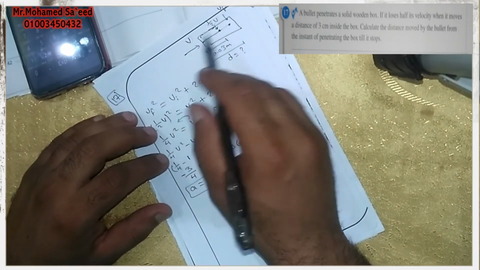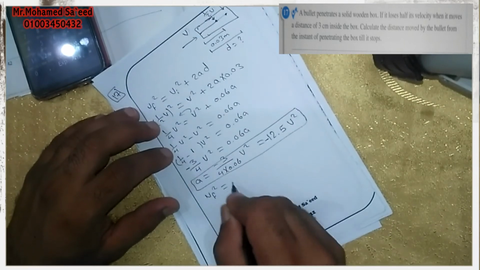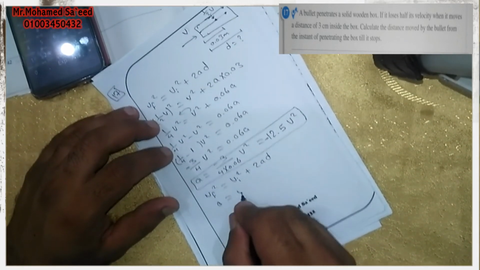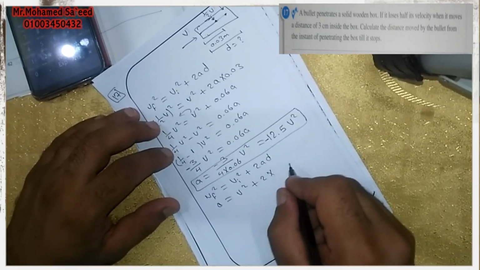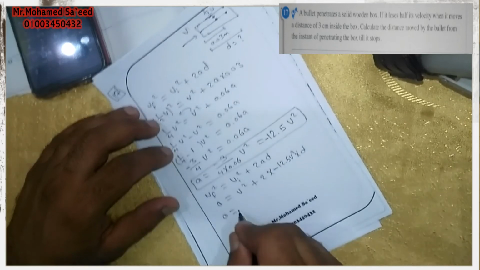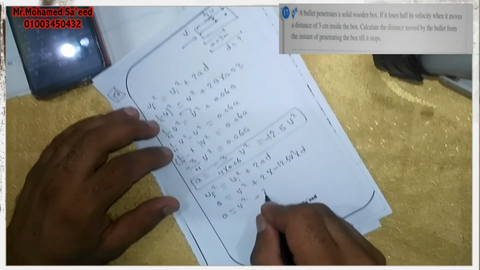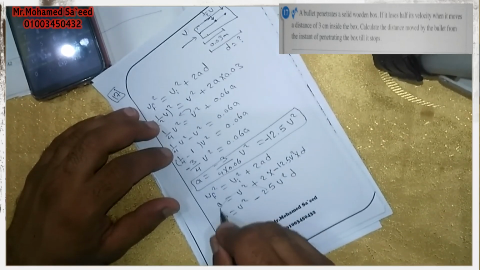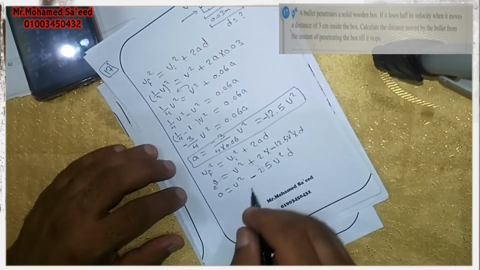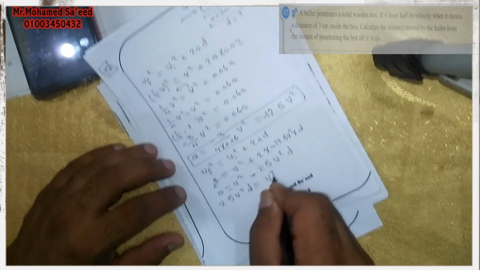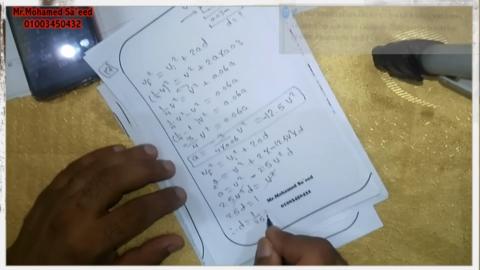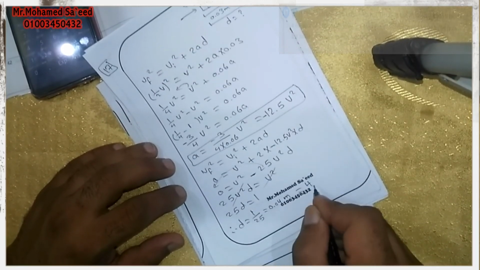So vi equals v, vf equals 0, using the third equation also: vf square equals vi square plus 2ad. Substitute vf equals 0, vi equals v: 0 equals v square plus 2 multiply a multiply d. a equals negative 12.5 v square. So 0 equals v square minus 2 multiply 12.5, equals 25 v square d. We move negative 25 v square d to the other side with the opposite sign, so 25 v square d equals v square. V square cancels with v square. 25 d equals 1. So d equals 1 over 25 equals 0.04 meter, which equals 4 centimeter.